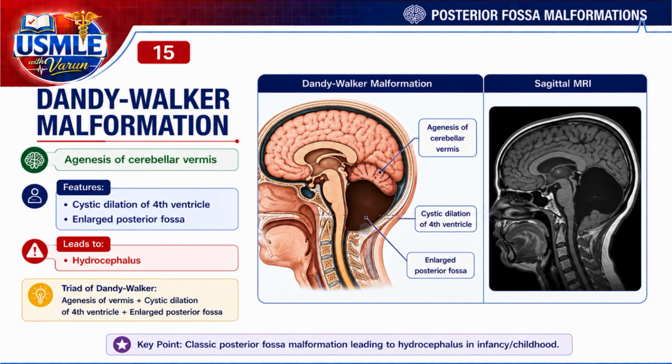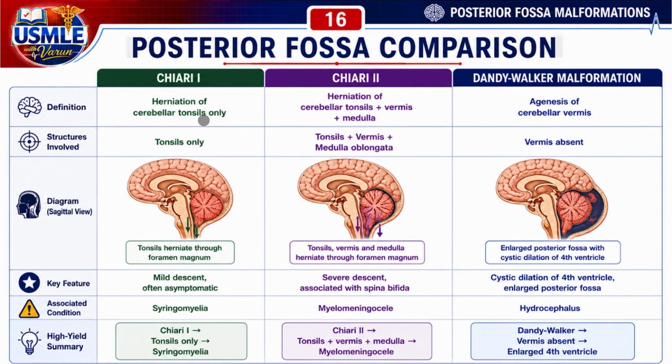Now let's try to quickly differentiate all these posterior fossa malformations. Chiari 1 is associated with herniation of the cerebellar tonsils only. Chiari 2 is associated with herniation of cerebellar tonsils, cerebellar vermis, and also medulla oblongata. Dandy-Walker malformation is associated with absence of the cerebellar vermis. There is agenesis of the cerebellar vermis along with an enlarged posterior fossa and cystic dilation of the fourth ventricle. So the diagram would look like this.